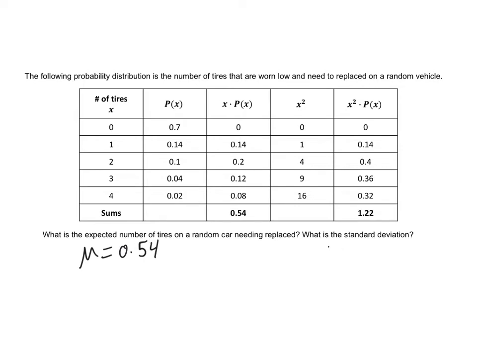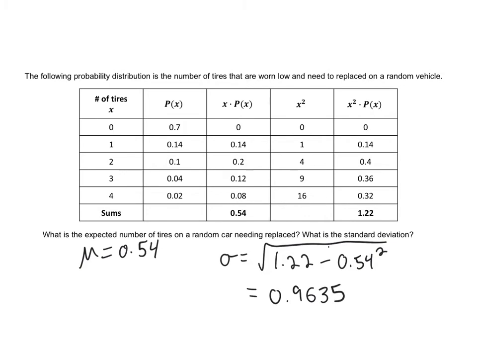And then my next column was x squared. So I just squared the first column, and then I took that new column and multiplied by the probability of x. This allows me to find the standard deviation, which is approximately 0.9635.